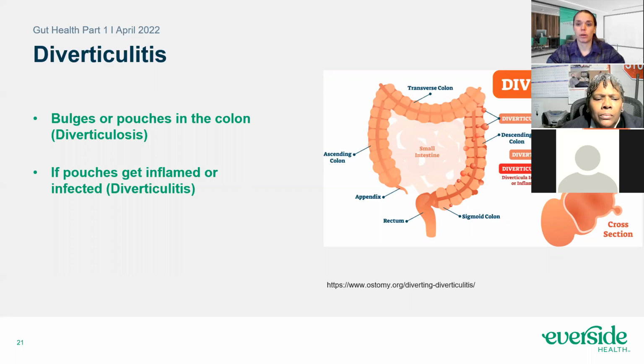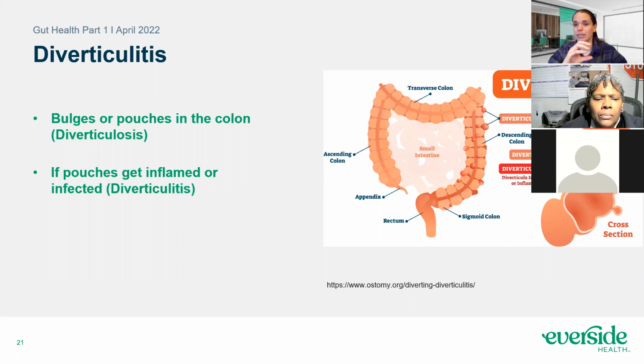Diverticulitis is a super common condition. It can get really, really confusing for a lot of people. So this is in the colon. Here's the small intestine back here. This is the large intestine, the colon. And you get these little pouches on the part of the colon, and these little pouches stick out. If you just have the pouches and you're not having any issues with it, that's termed diverticulosis.